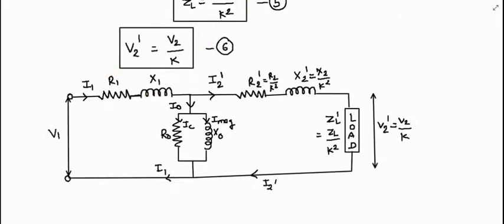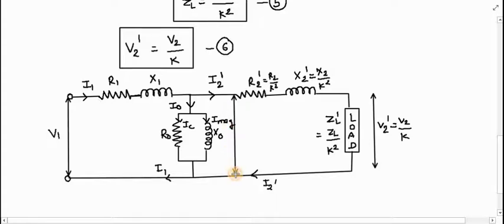And now one quantity is remaining. What is this? This is nothing but E2 dash, which is equal to E1. So this figure shows you the equivalent circuit of the transformer referred to the primary side.